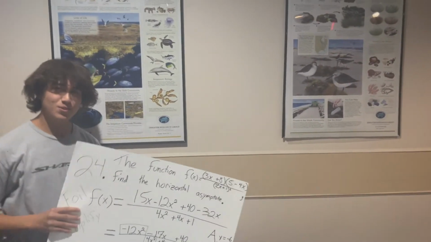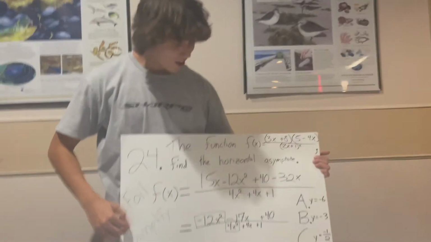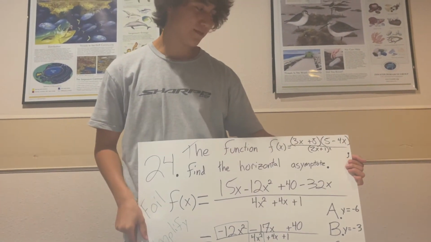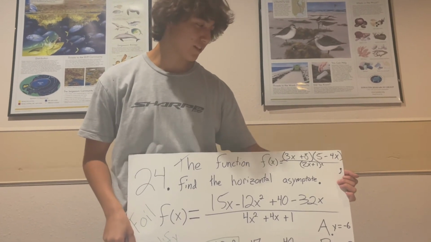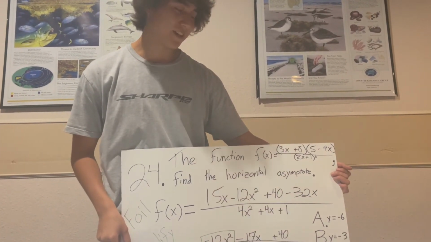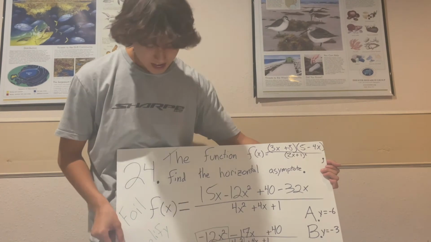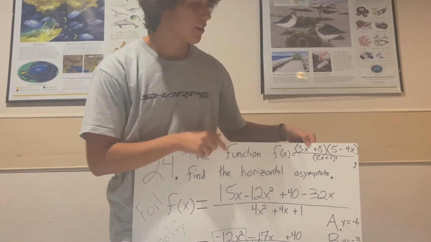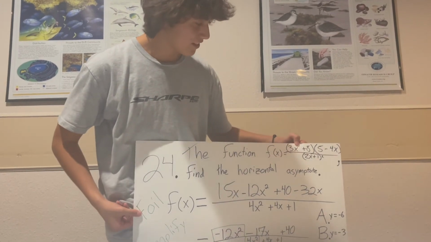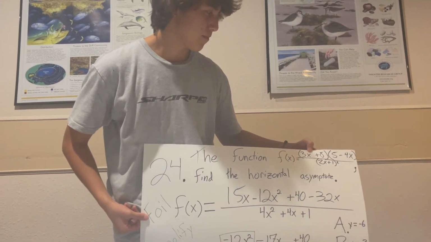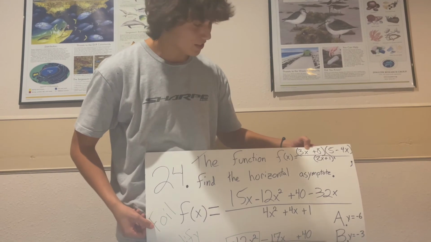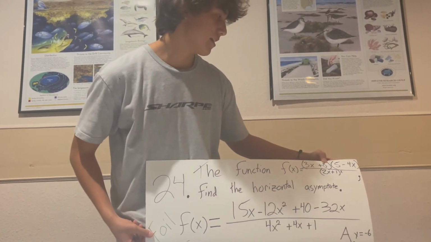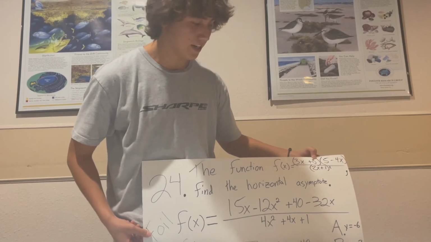problem 24, where we are asked to find the horizontal asymptote of the function f of x equals 3x plus 8 times the product of 5 minus 4x divided by 2x plus 1 squared. And in this case, we are going to FOIL first. So 3x times 5 is 15x, and 3x times minus 4x is minus 12x squared. And then 8 times 5 is 40, and 8 times negative 4x is minus 32x.